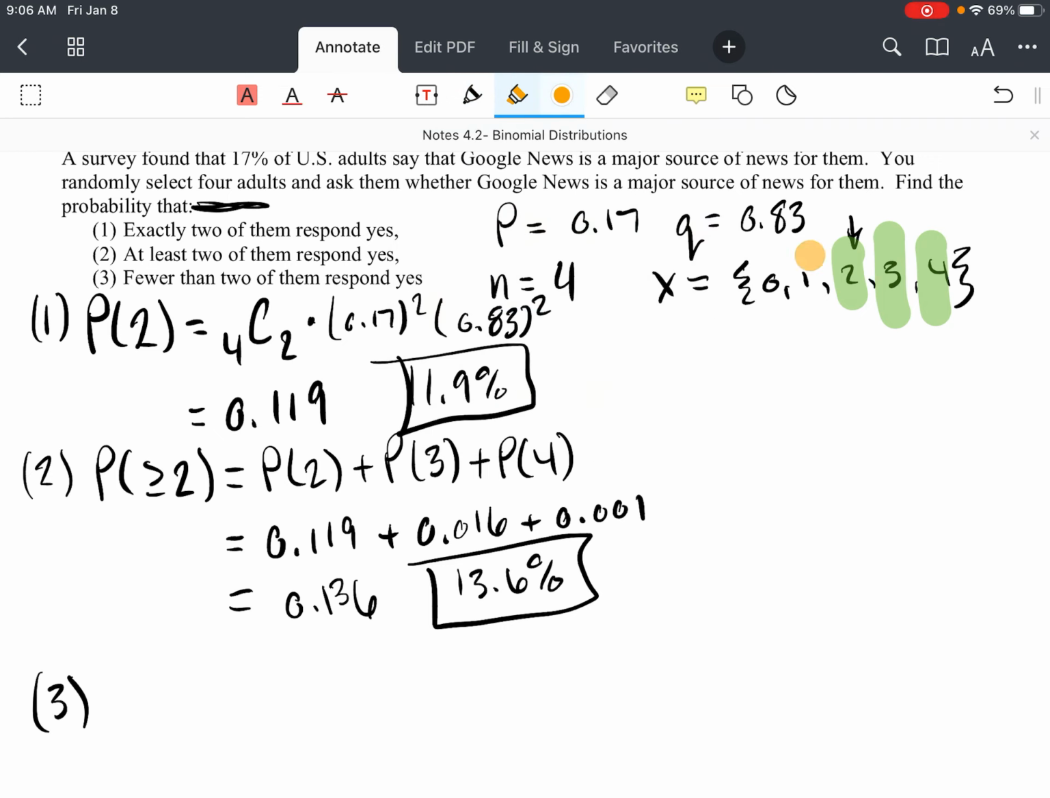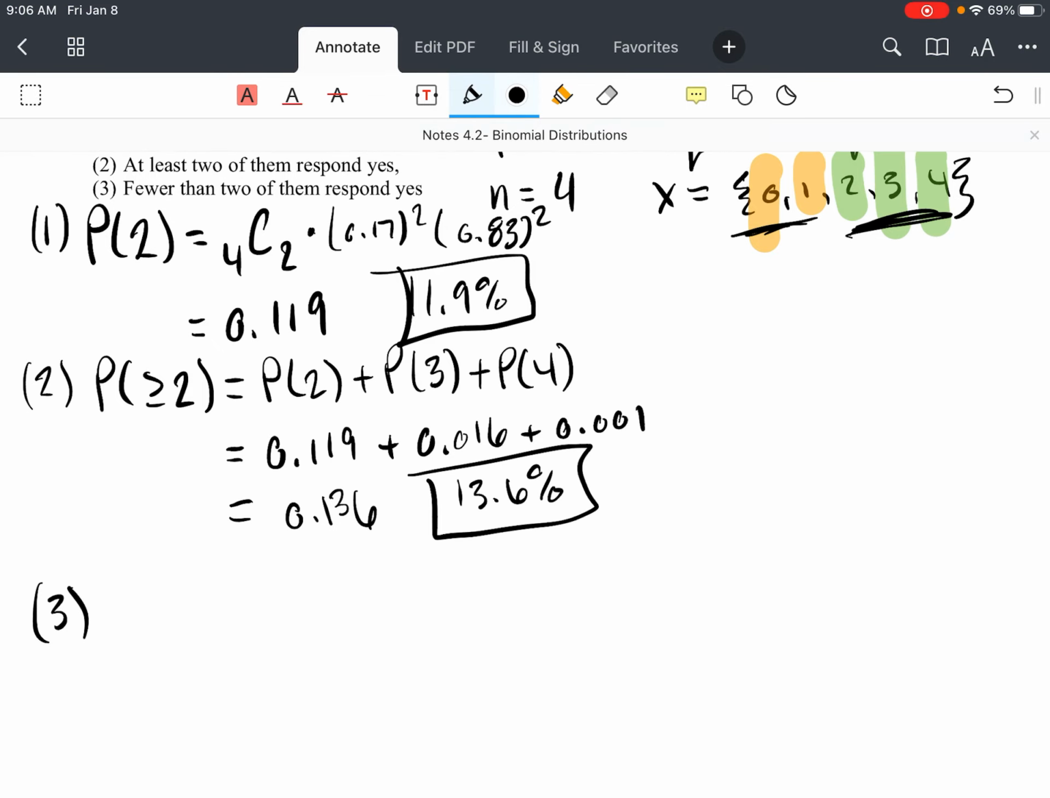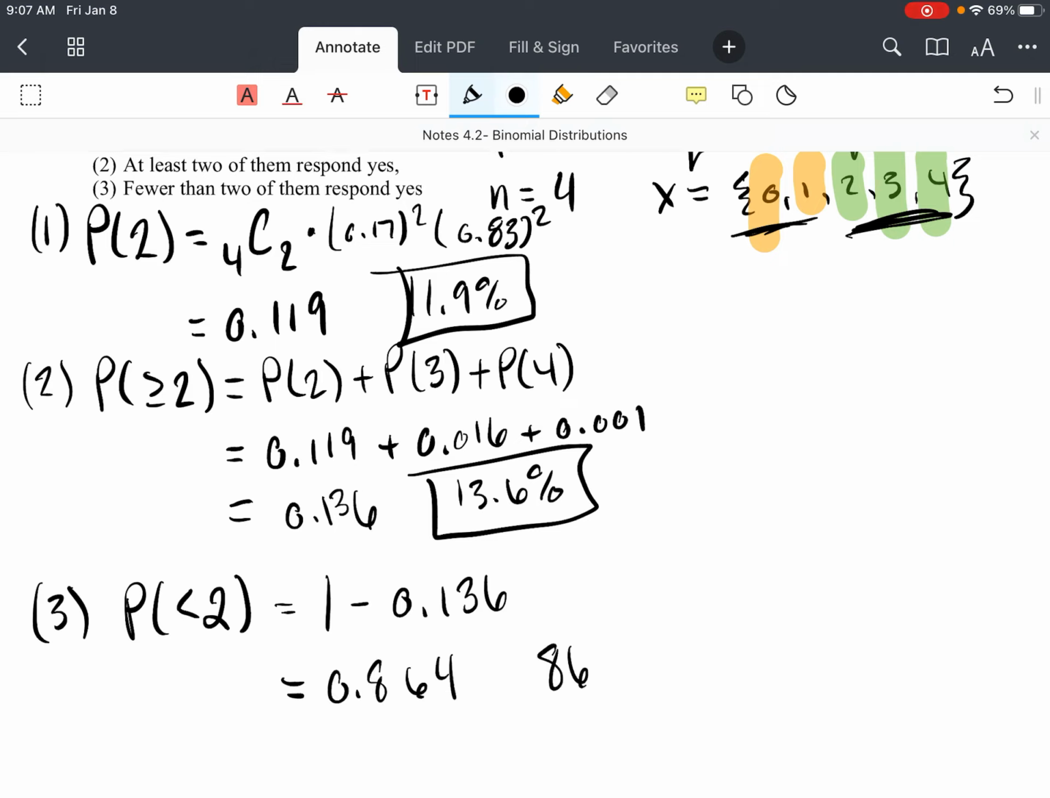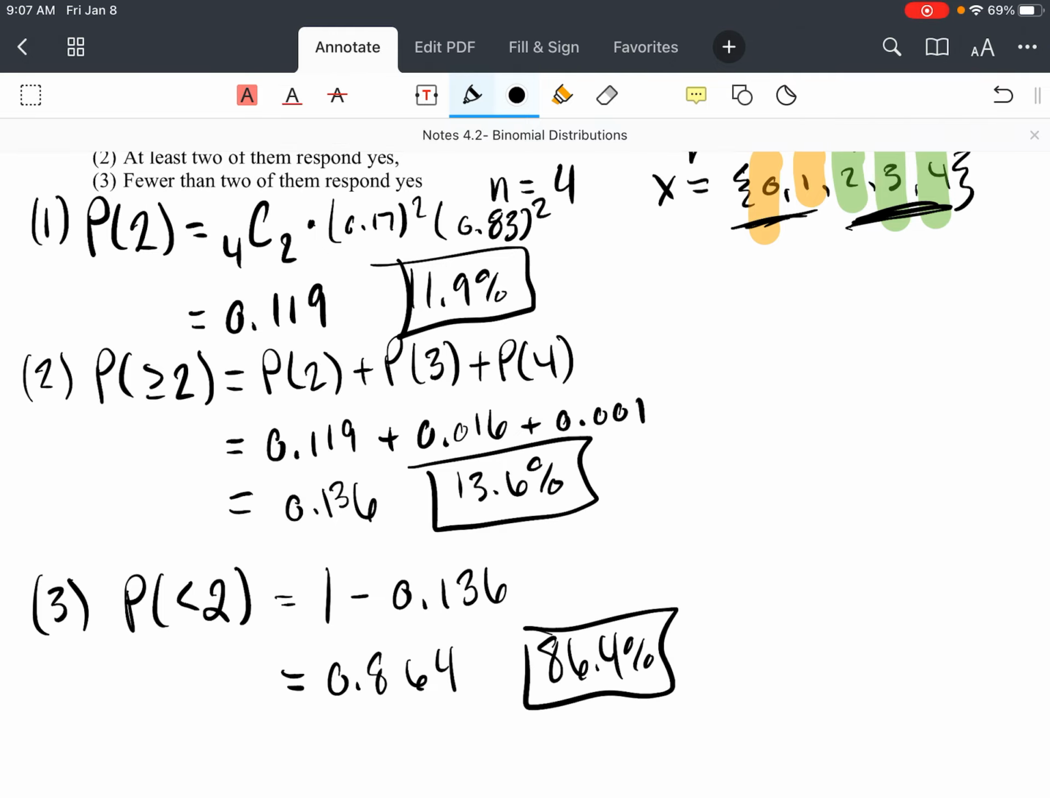The last part is asking what is the probability that fewer than 2 of them will respond yes. Okay, so the only numbers that are fewer than 2 are 1 and 0. And notice that these are the complement of what we found over here. So a much faster way to do this would be to say the probability of less than 2 is equal to 1 minus the probability of at least 2. Because we're using the complement, it's much simpler, and we get 0.864, or about 86.4%. So that's our chance.